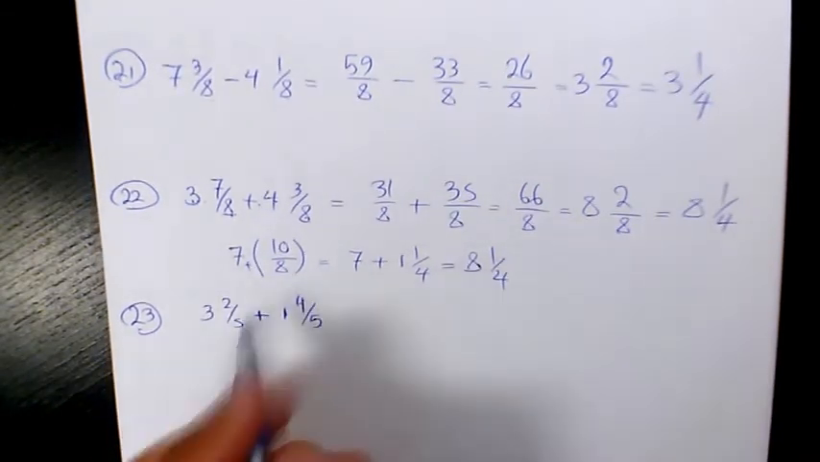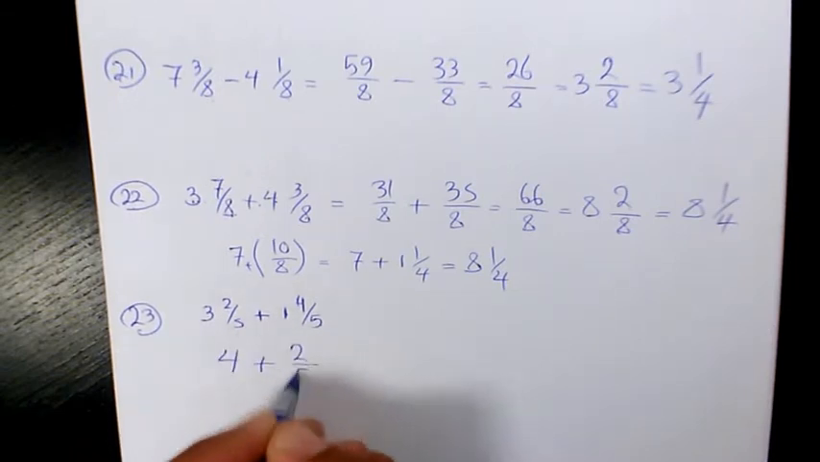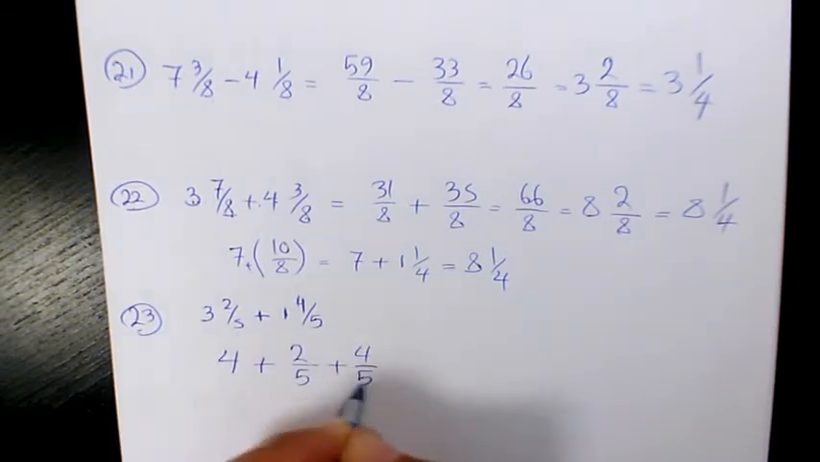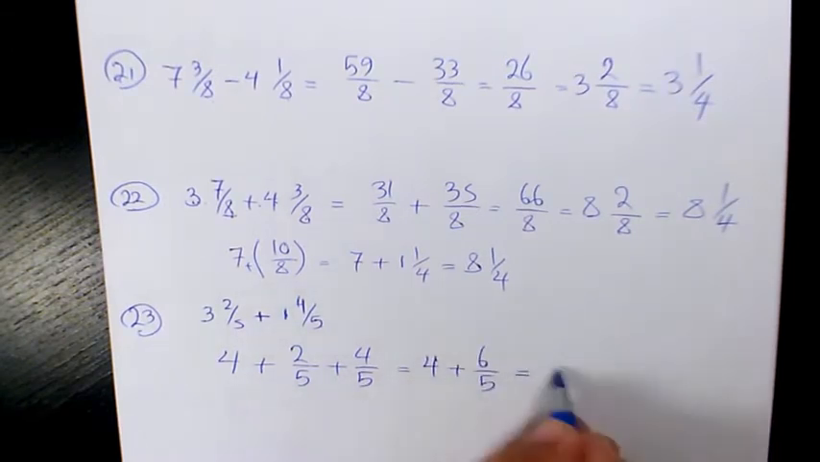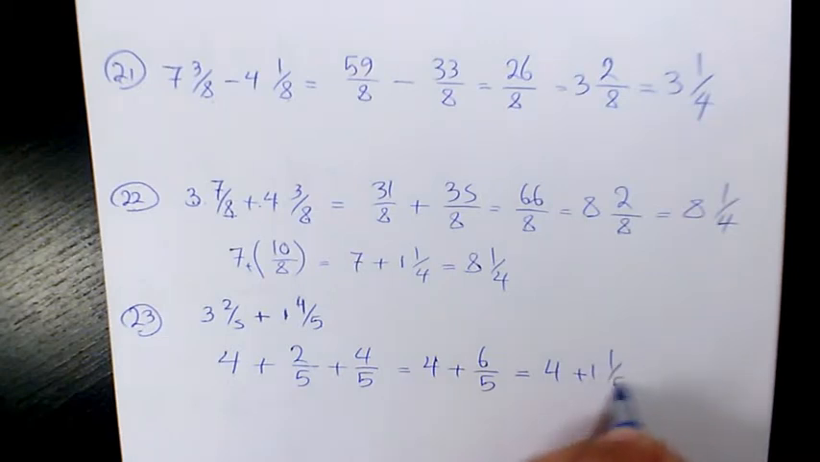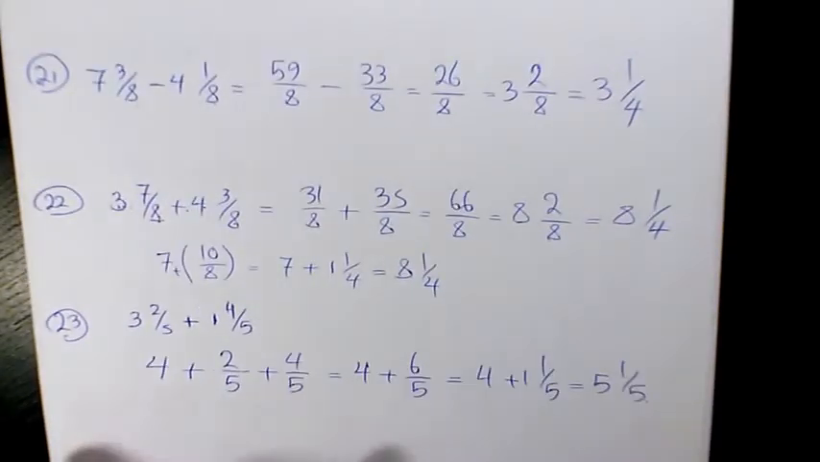So I'm going to solve it based on that. 3 plus 1, 4, plus 2 over 5 plus 4 over 5. It's going to be 4 plus 6 over 5, or it's going to be 4 plus 1, 1 over 5. That's going to be 5, 1 over 5. You can use this system as well.